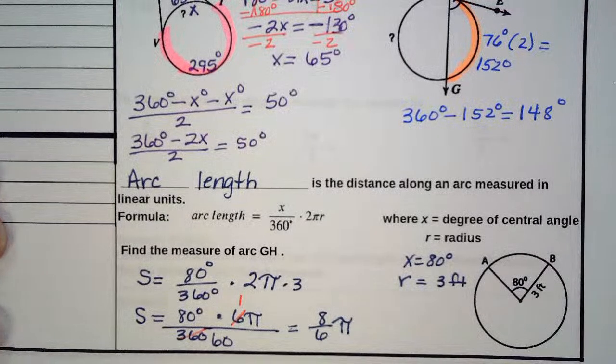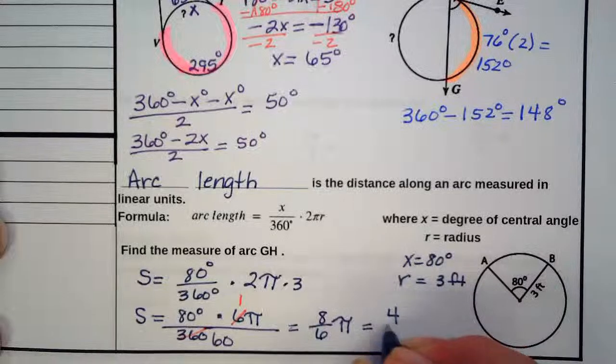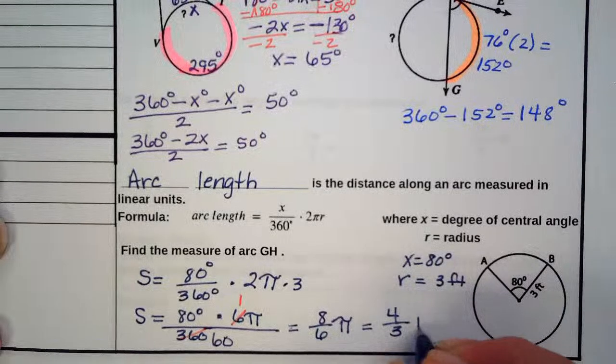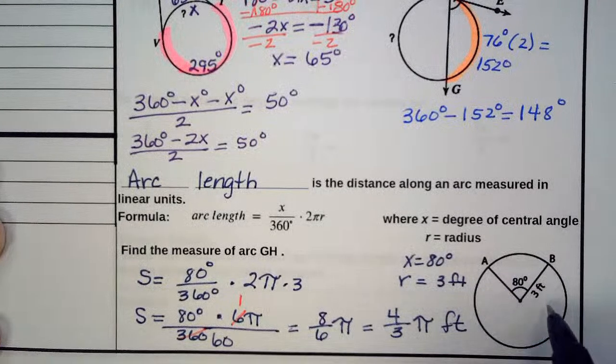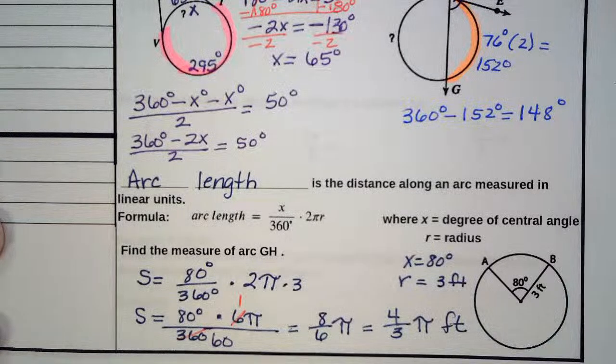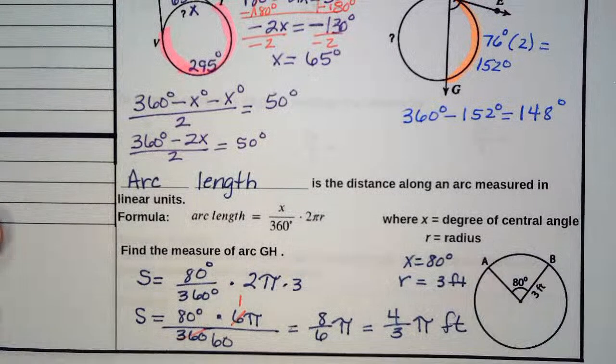Can we leave 8 over 6? No, we have to simplify. They're even. I can divide out 2. So this becomes 4 over 3 pi feet. If you're looking at it, it is in feet. Take a minute. Back it up if you're not understanding the process. You have to know the degree of your central angle. You have to know the radius, and then you can apply the formula.